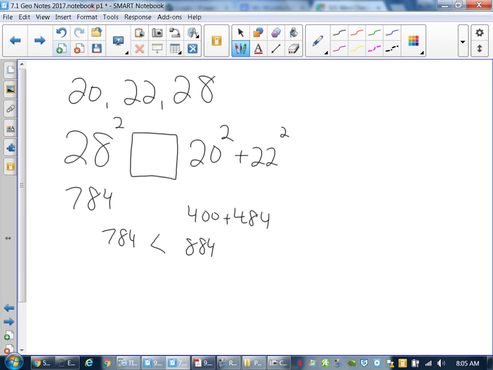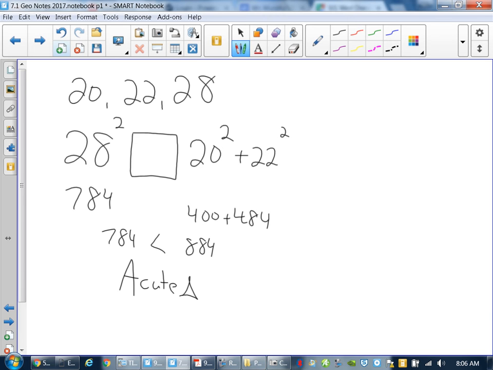So you just add the two smaller ones. And that's how you can do this, checking without knowing what your angles are. You can still tell whether it's an acute triangle or an obtuse triangle by using the Pythagorean theorem. Does that make sense? It's not too terrible.